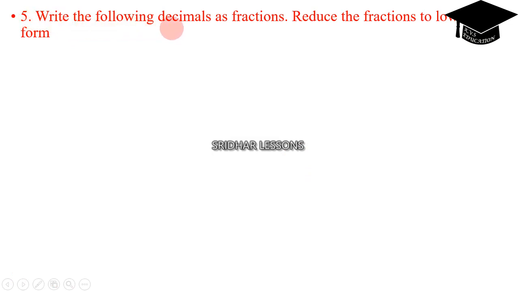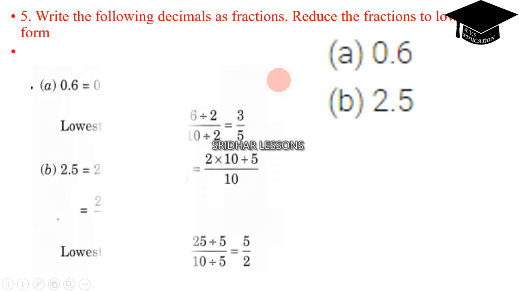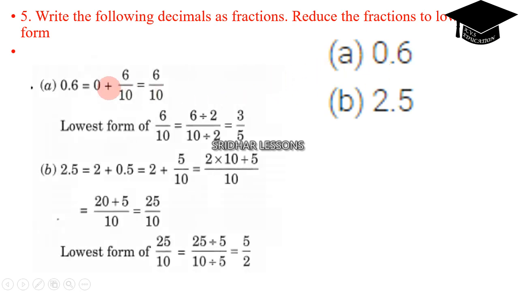Fifth problem. Write the following decimals as fractions. Reduce the fractions to lowest form. 0.6. 0.6 can be written as 0 plus 6 by 10. Okay, so 6 by 10. By cancellation, 2 will be cancelled in 6 3 times, and in 10 5 times, 3 by 5. Or you can divide 6 by 2 and 10 by 2, which is equal to 3 by 5.